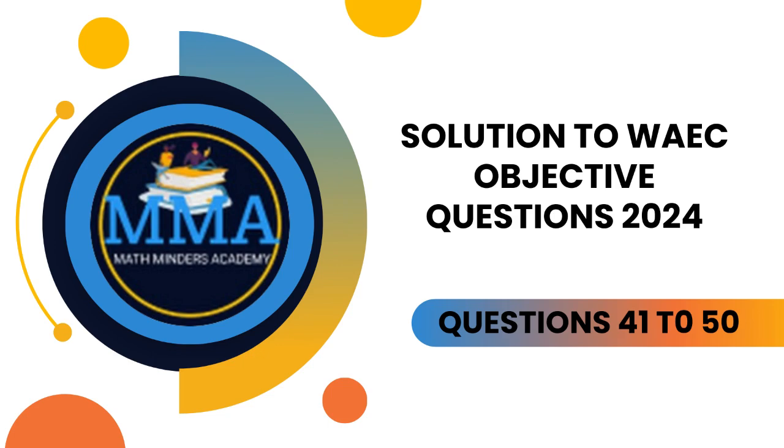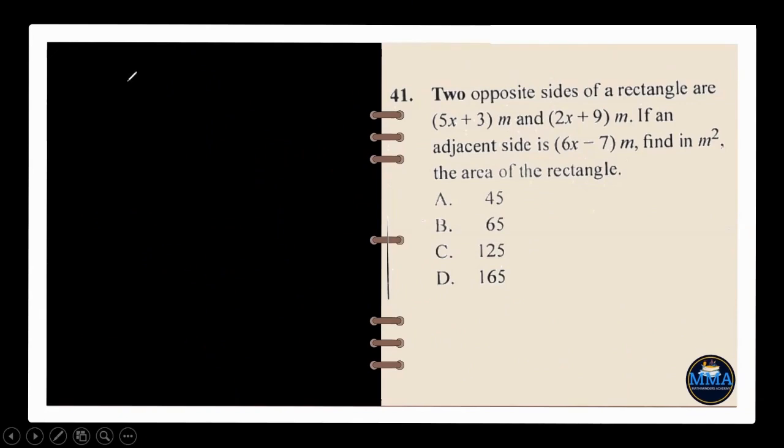Let's go. Question number 41. Two opposite sides of a rectangle are 5x plus 3 meters and 2x plus 9 meters. If an adjacent side is 6x minus 7 meters, find in square meters the area of the rectangle. We'll draw the rectangle.